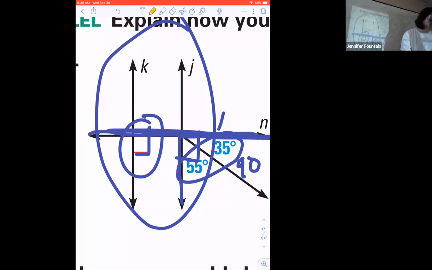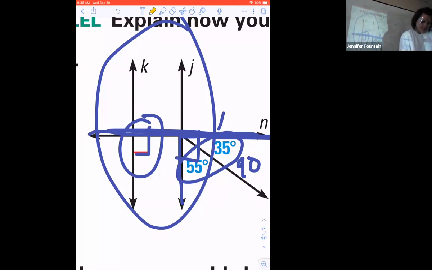So is my answer correct, or wrong? Well, you would just have to say, yes, they're both equal to 90 degrees, so you need to say that they are corresponding angles to show that they are congruent.